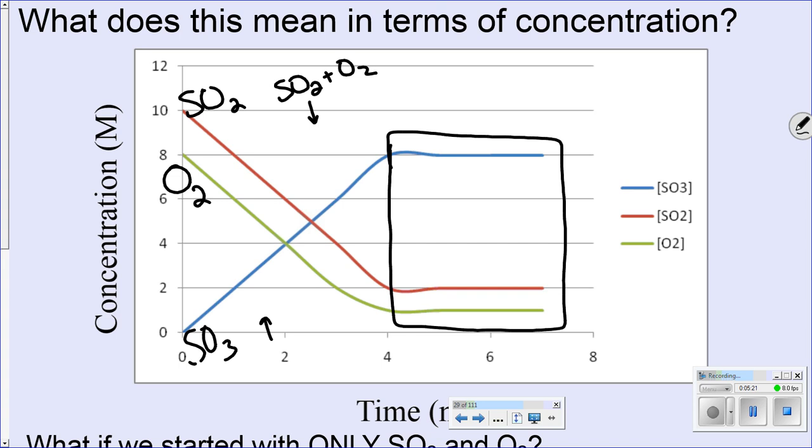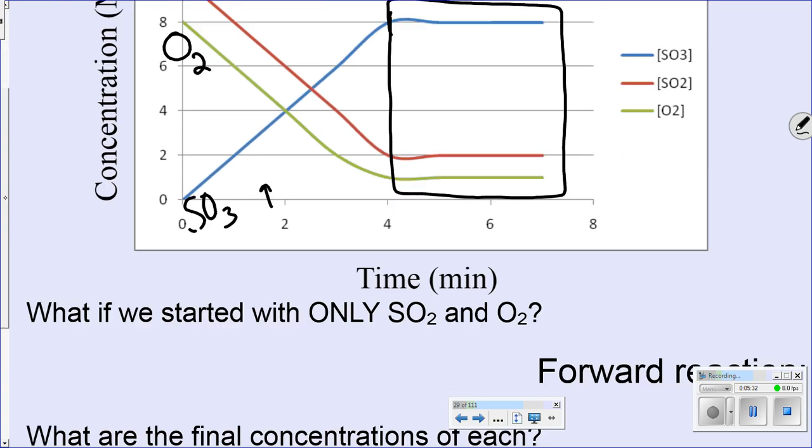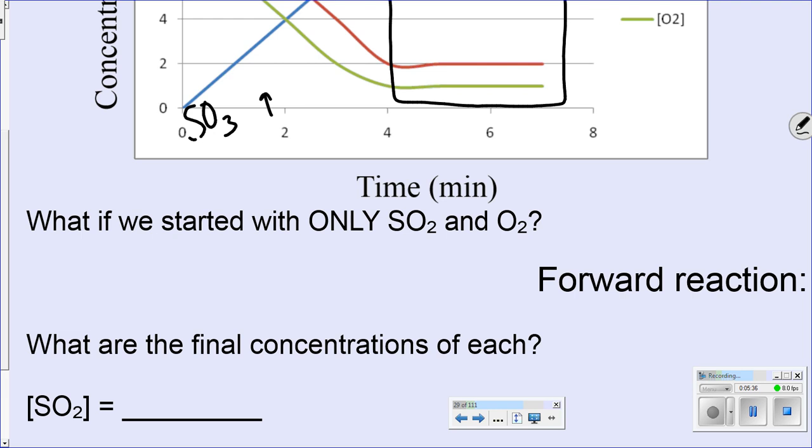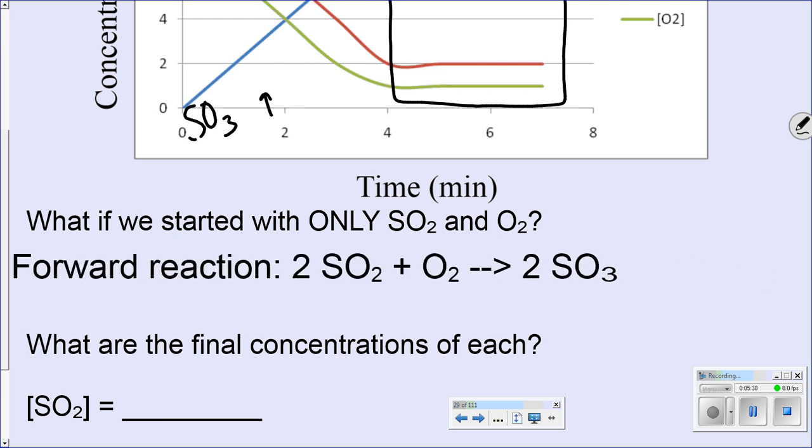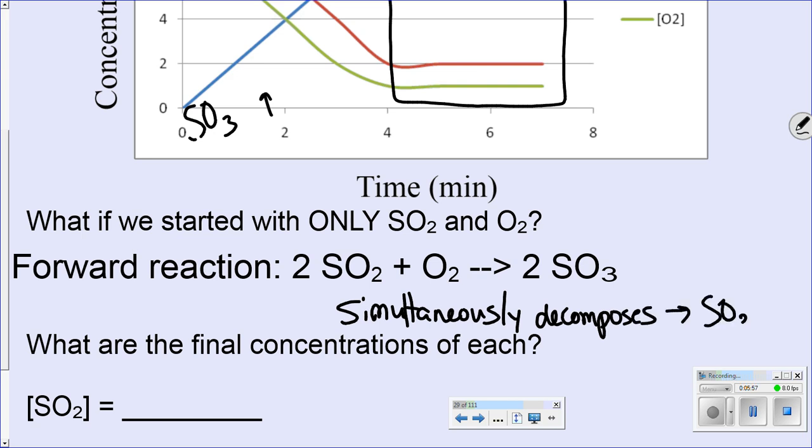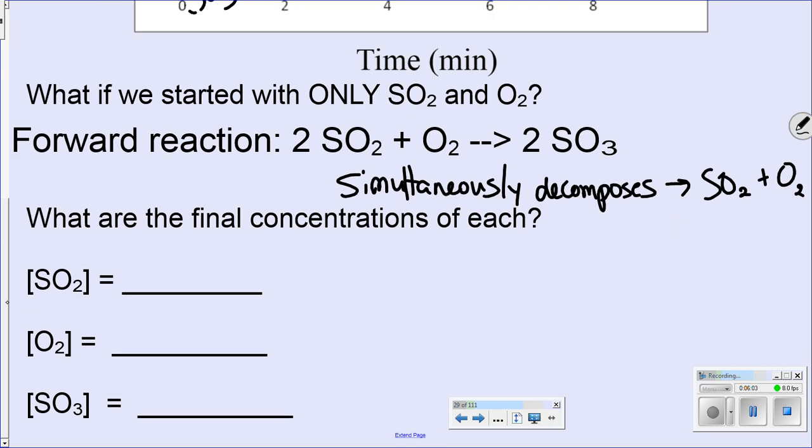So what this actually means is every time an SO2 and an O2 form an SO3, simultaneously a different SO3 breaks back down into SO2 and O2. So if we started with SO2 and O2 only, our forward reaction is going to occur and form SO3. That is simultaneously decomposing to make our SO2 and O2. So when we have reached equilibrium, those things are happening at the same rate.